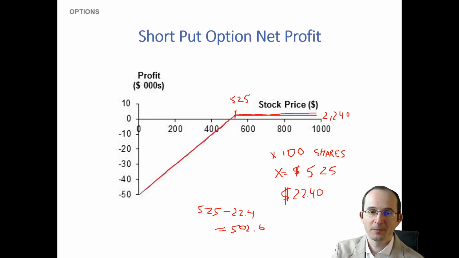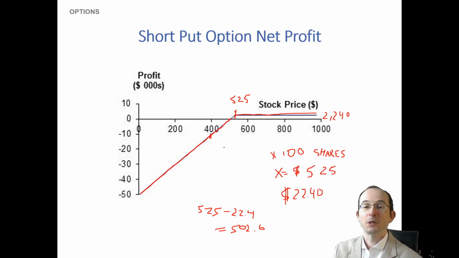And you can see that selling put options has actually a fairly unattractive looking net profit diagram, simply because you have potential for large losses. Let's say Google falls to 400. Then for each share, you've effectively lost $125, because you've bought something that is only worth 400 for 125. Yes, you received a 22.4 premium for that, but that hardly offsets the total size of the loss to you.